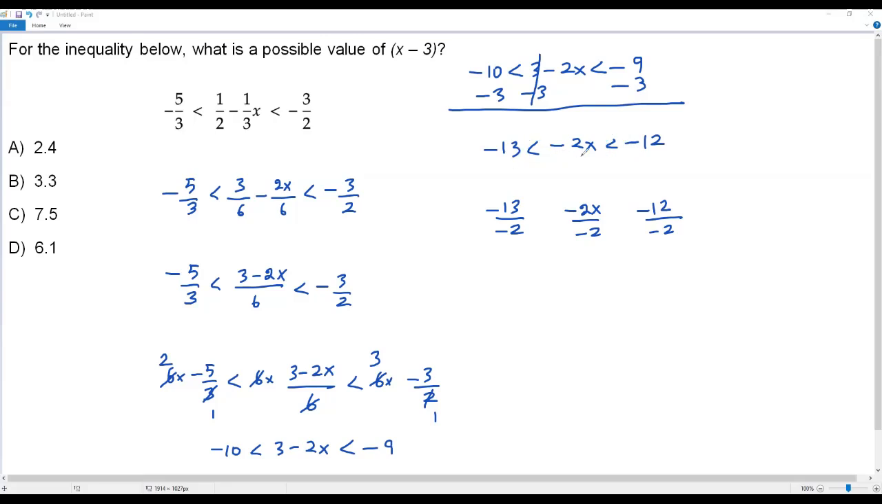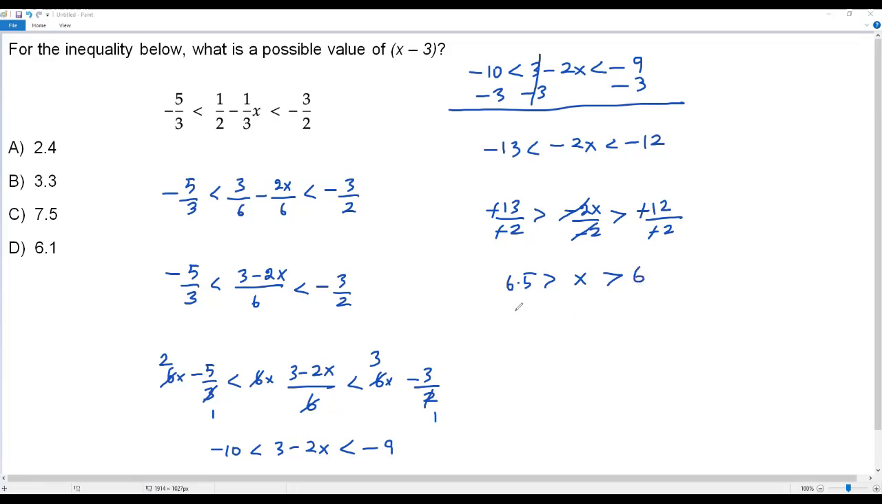Already we have less than and less than over here, and we have to flip it, that is, greater than. So this negative will cancel out. 13 over 2 is 6.5, greater than, and this negative will cancel. I'm just getting x, greater than. This negative will cancel. 12 over 2 is 6.